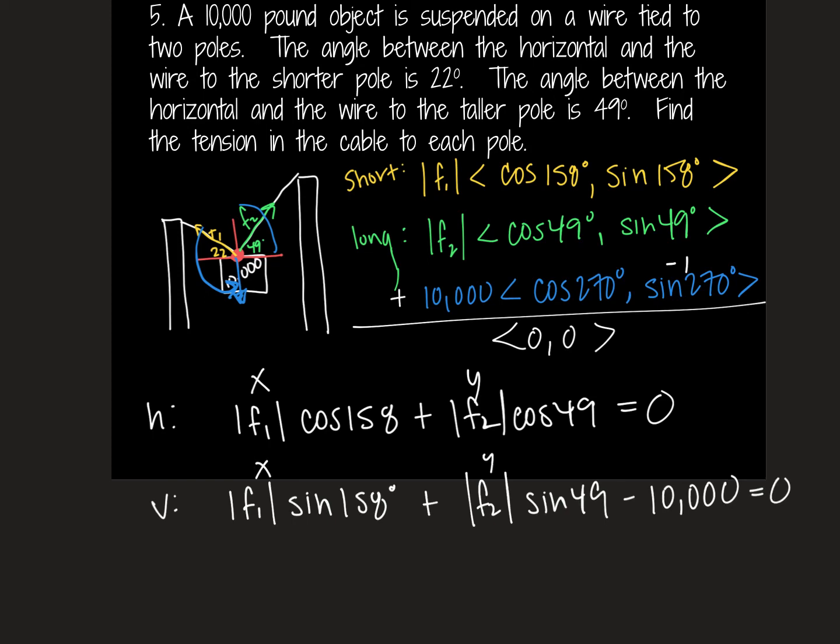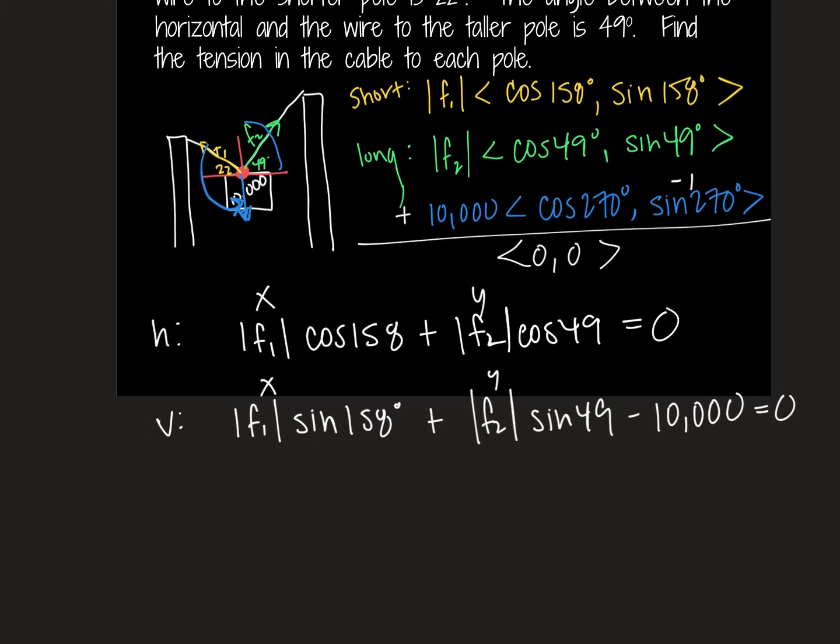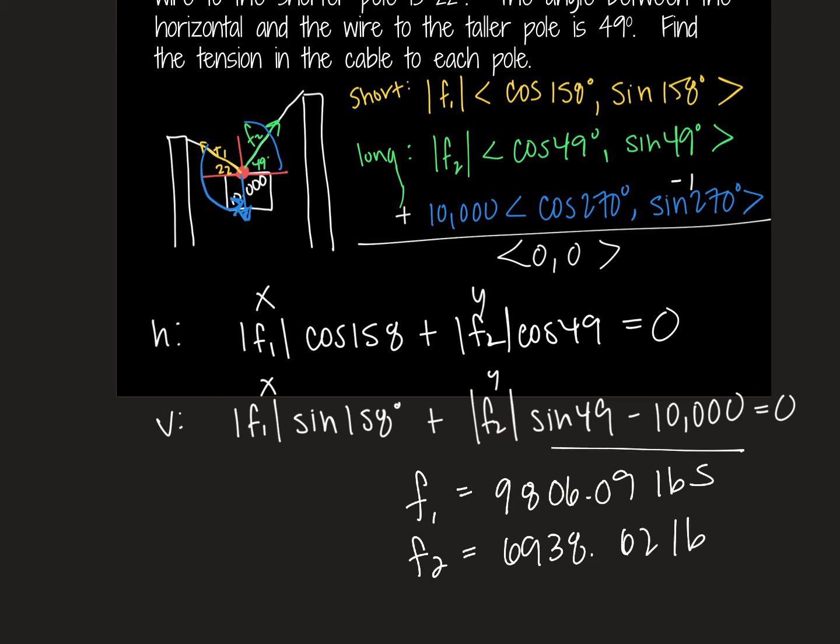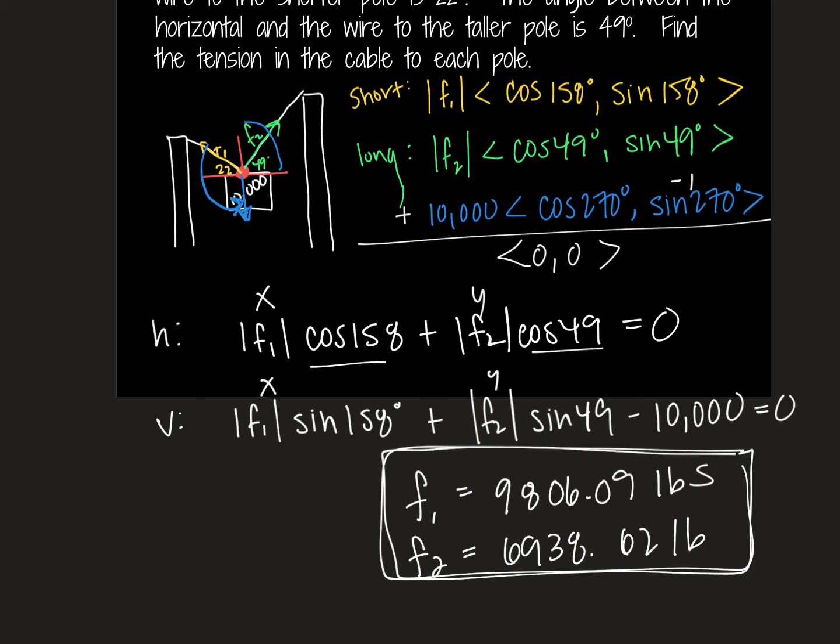Why don't you try that? I'm not going to actually show that because you can graph lines, but it ends up getting that one force is 9,806.09 pounds, and the second force is 6,938.62 pounds. Again, you can solve it using a system if you really want, but that's kind of hard. I would just graph both of these in the calculator using X and Y for F1 and F2, because these are really just constants or coefficients, and find the intersection.